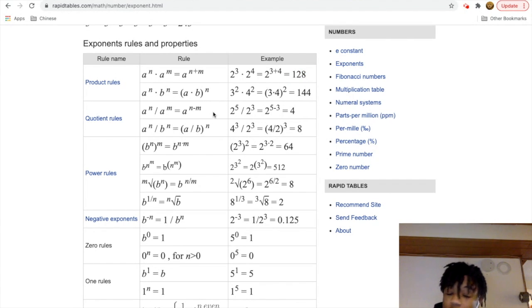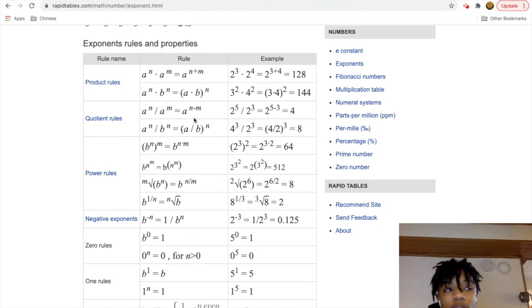Next is the quotient rules. What does quotient relate to? It relates to division, which is why there are division symbols here. We have a to the power of n divided by a to the power of m. Now, instead of how we did it in the product rules, where we added them, we're going to subtract them.